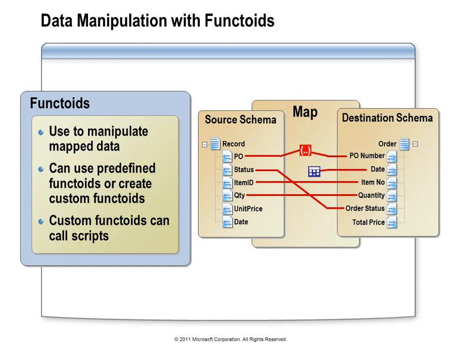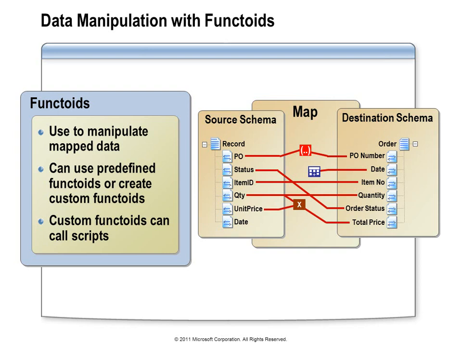And finally, this destination schema requires a total price. It's not interested in a unit price. And so we need to multiply this quantity with the unit price, and we can use the multiplication functoid for that. So there are a number of built-in functoids.